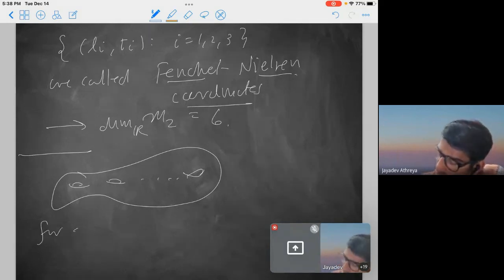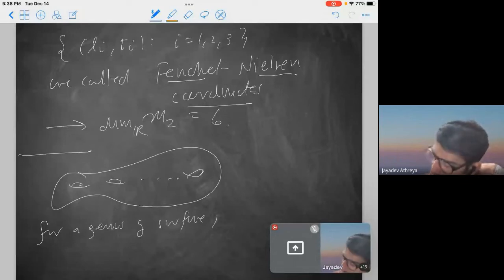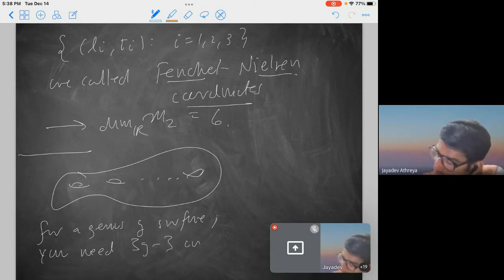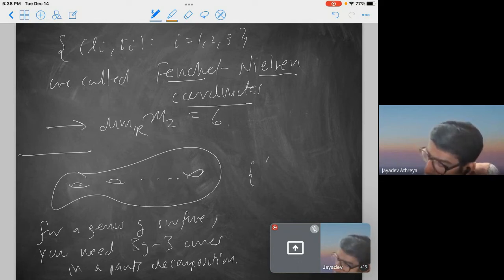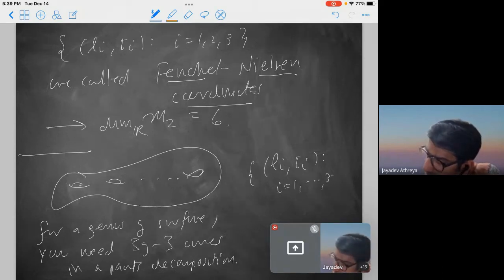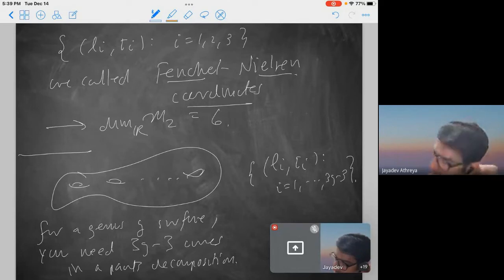More generally, for a genus g surface, you need 3g minus 3 curves in what's called a pants decomposition. That is, you need 3g minus 3 curves to cut the surface up into spheres with 3 boundary components. And so what you get as coordinates there, once you fix the pants decomposition, is L_i, tau_i, i equals 1 to 3g minus 3, which will give you your dimension.